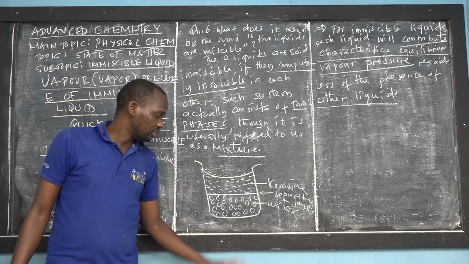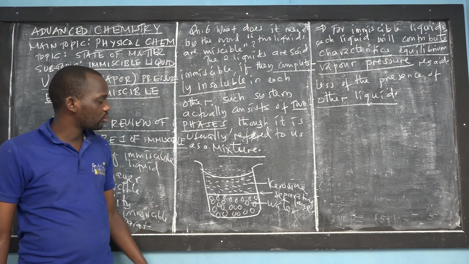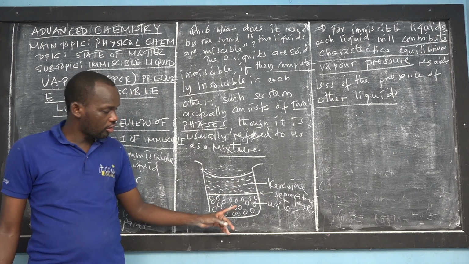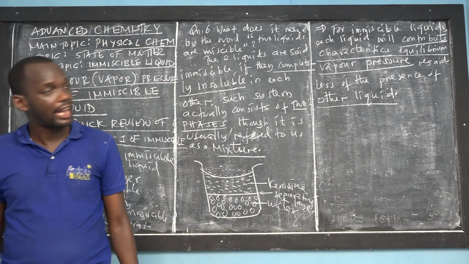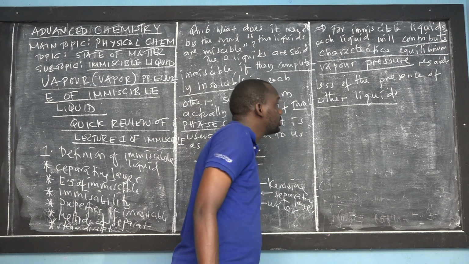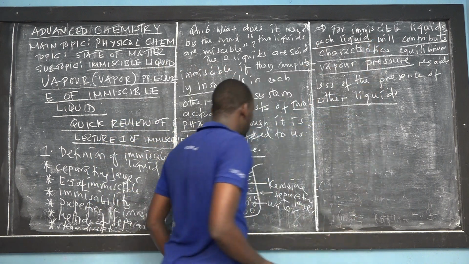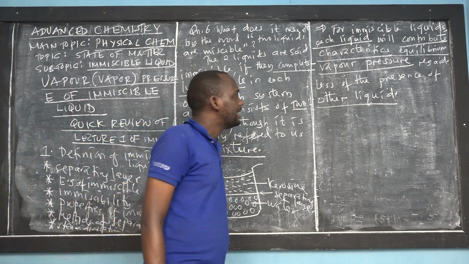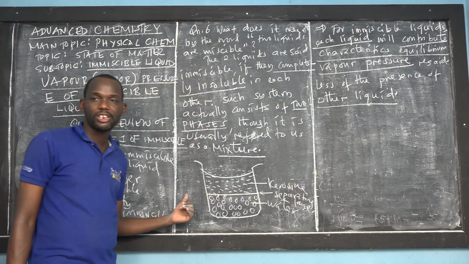So the question is, will the total vapor pressure of immiscible liquids be formed by contributions of kerosene itself, or by water itself, or by both kerosene and water? The answer is that for immiscible liquids, each liquid, not only one liquid, each liquid will contribute a vapor pressure regardless of the presence of the other liquid. So what does it mean?